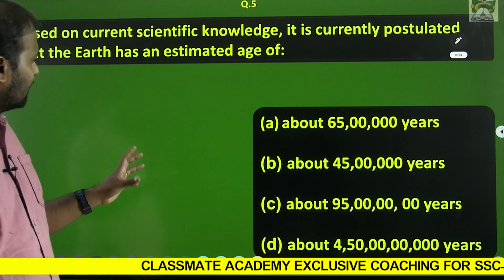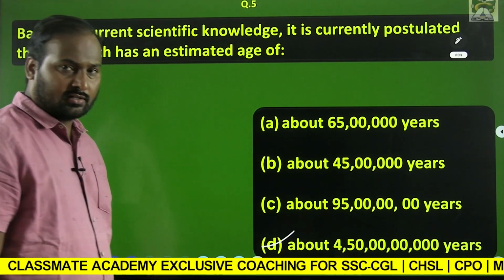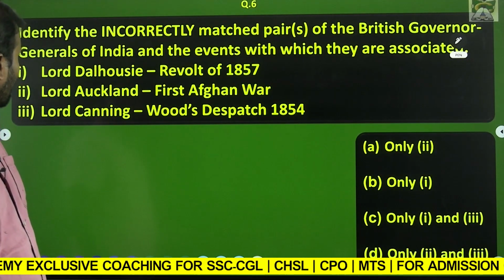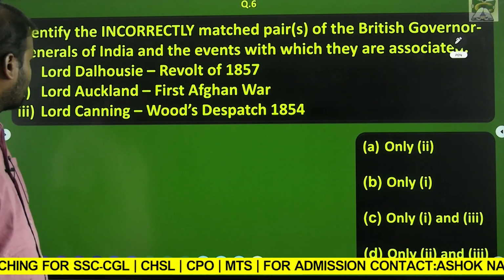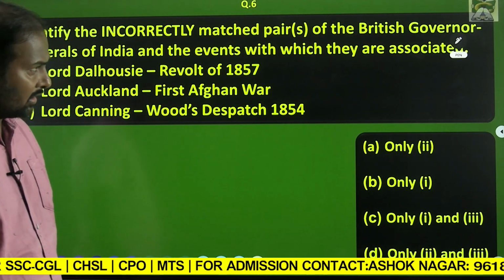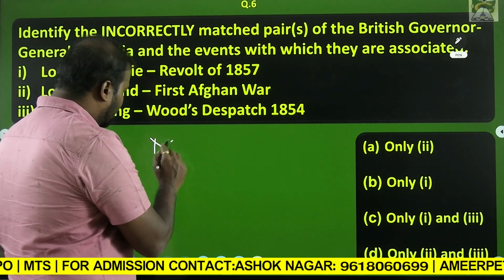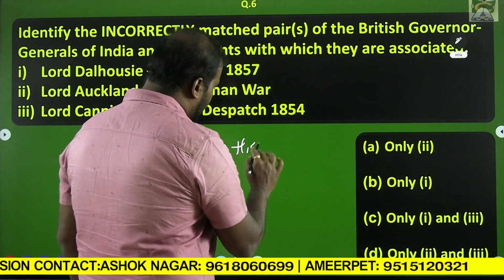But anyway, it is estimated that the age of the earth is 4.5 billion years, which is a quite static question. Next. Identify the incorrect matching pairs of the British Governor Generals of India and the events with which they are associated. So this is from modern history. Very, very important topic. This is the question from modern history.